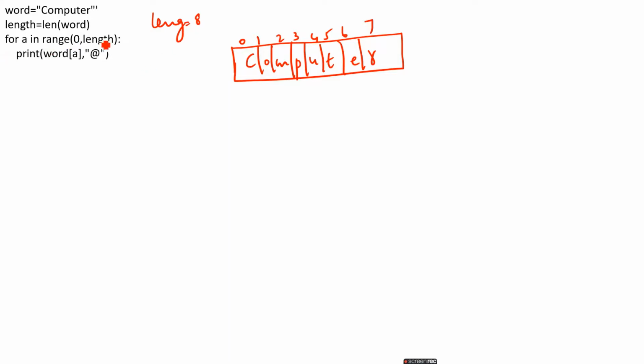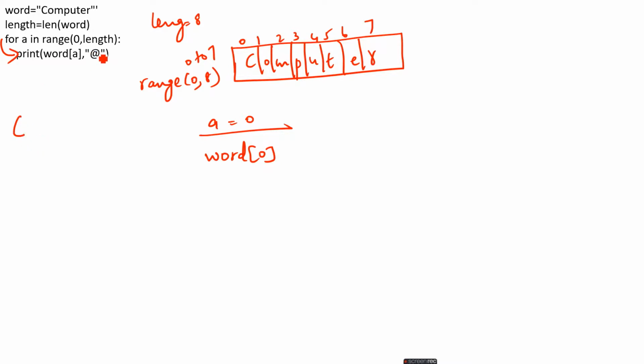For A in range 0, length, that is range is from 0 to 8. That means we will get values from 0 to 7. Now first value of A will be 0. If A equal to 0, print word of 0. What is word of 0? C. C will be printed. Next it is @. Again we will go back to the loop.